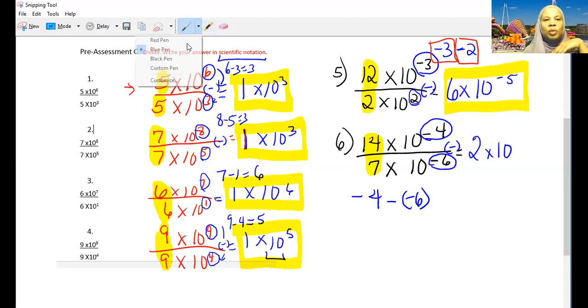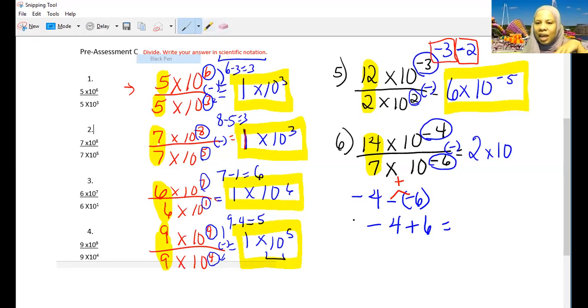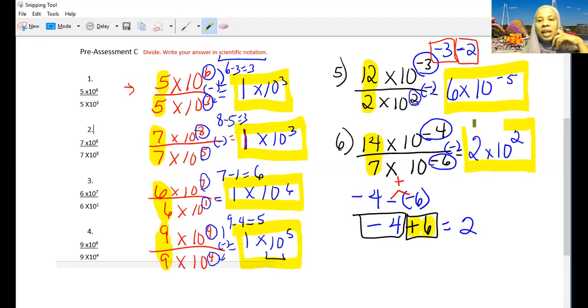Now in math, when we have two signs in the middle, we multiply them. So we change the subtraction, we look upon it as a negative. A negative times a negative is a positive. And so in actuality, this is negative 4 plus 6. Now the signs are different because I have a negative 4 and a positive 6. When the signs are different, you subtract and take the sign of the larger number. Since the 6 is larger, we take the positive sign for our answer. So our answer would be positive 2 because 4 from 6 is 2. Okay, so we just plug our 2 right here. And so our final answer is 2 times 10 to the second power.